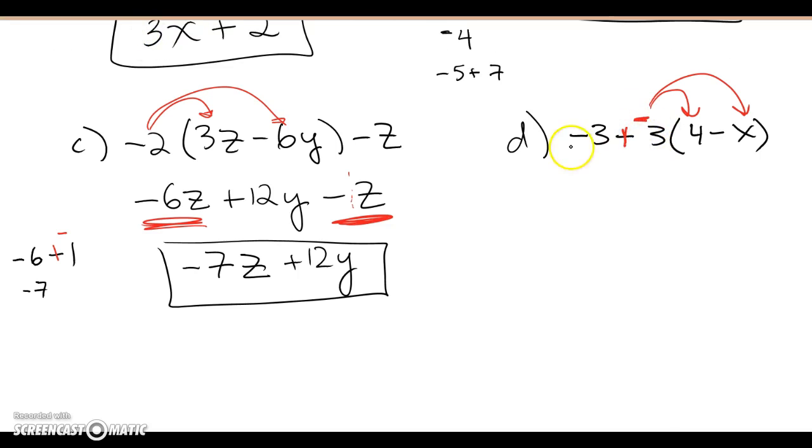So I have a negative, I'm going to save this and bring it down in a second. Negative 3 times a positive 4, that's a negative 12. And I have a negative 3 times a negative x, which is a positive 3x. And then I still have this guy that I haven't touched and this guy that I haven't touched. So all I did was take the negative 3 multiplied by 4 to get a negative 12.